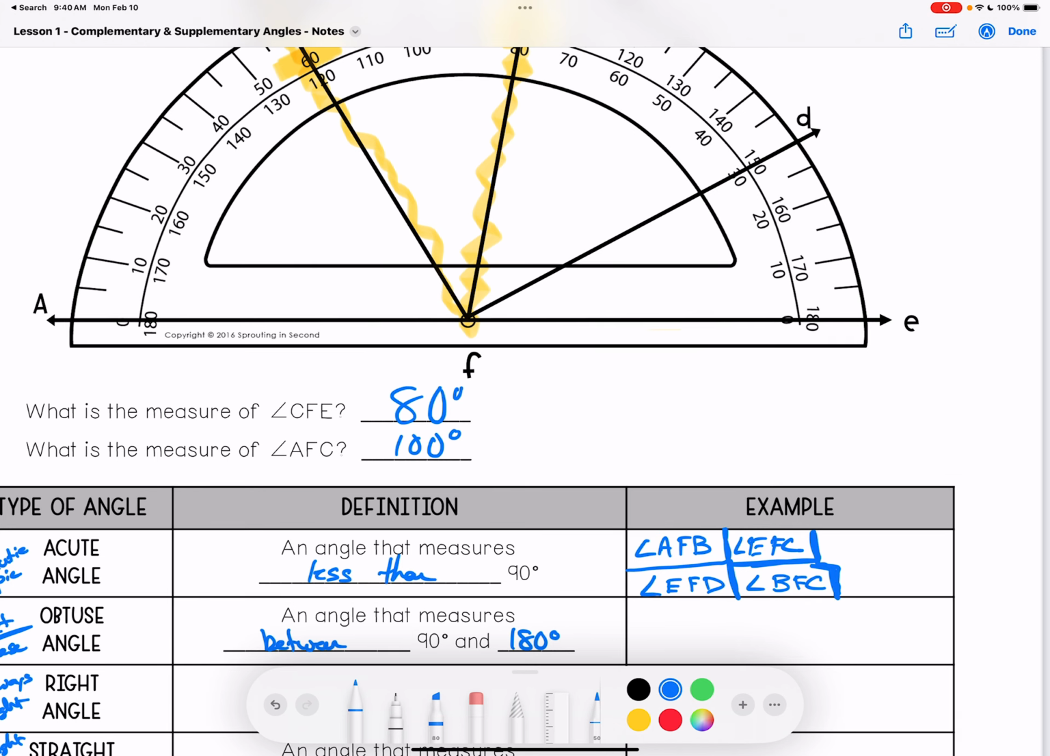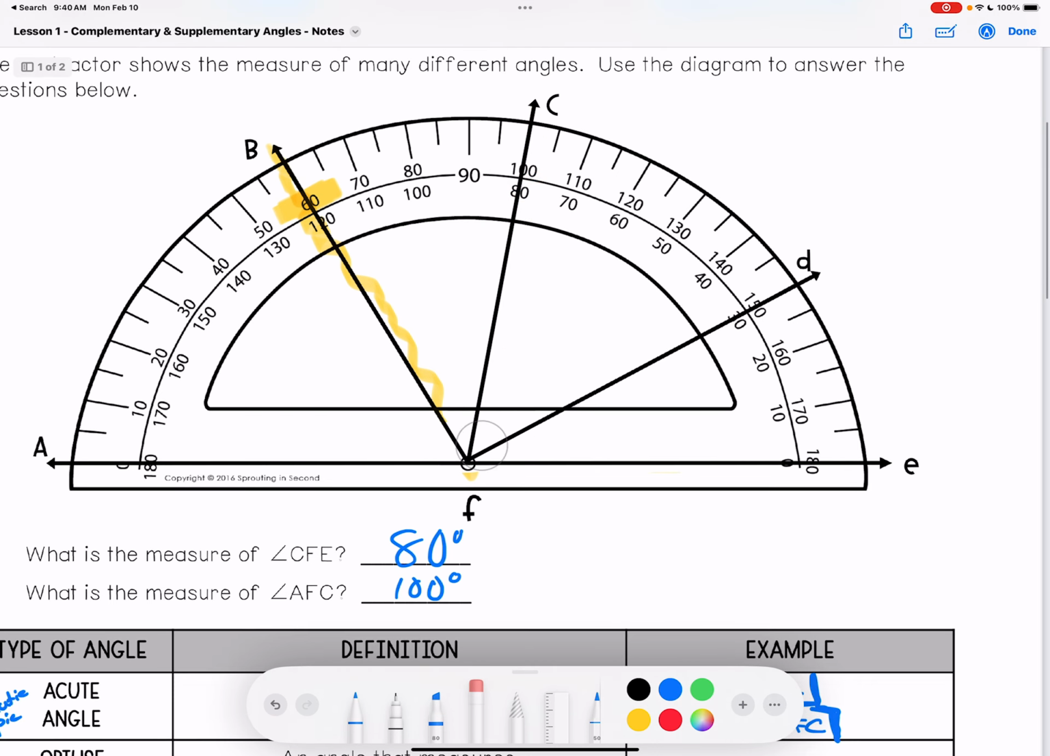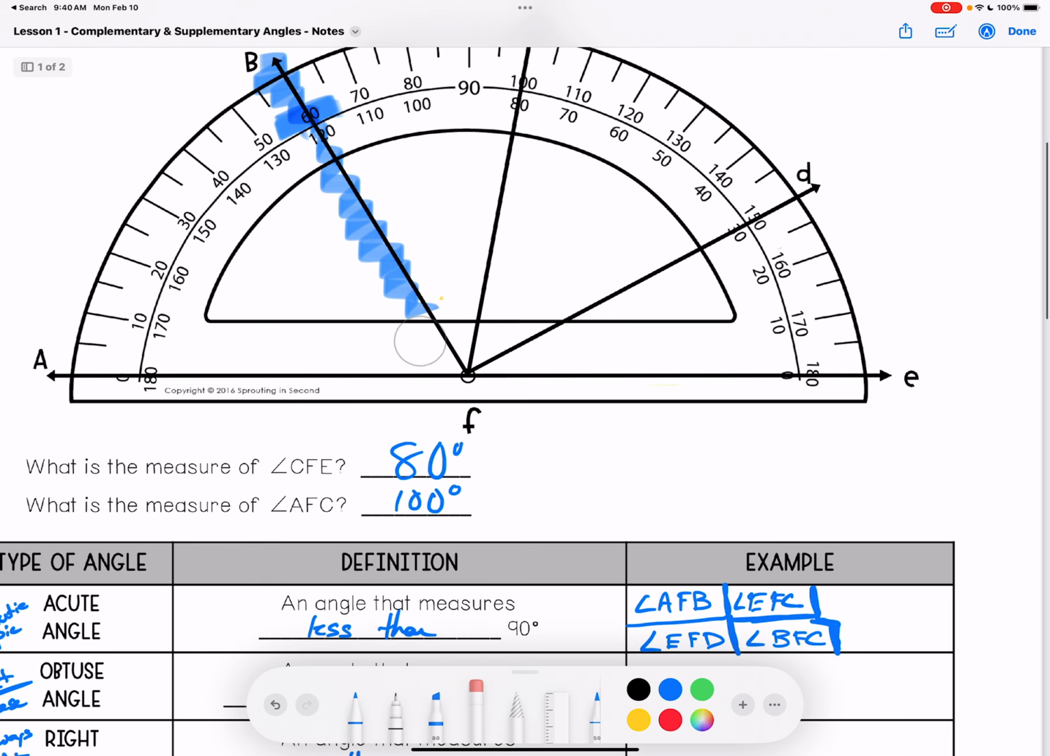All right, and there's one more. The last one is DFB, because that one goes from 150 to 60. So is that one? No, that one's actually 90. My bad. It has to be less than 90. I thought it was less than 90. My bad.